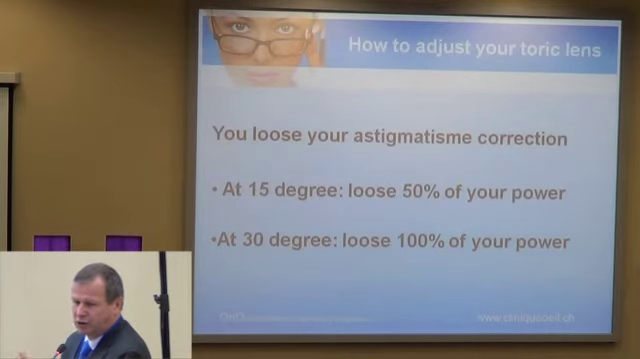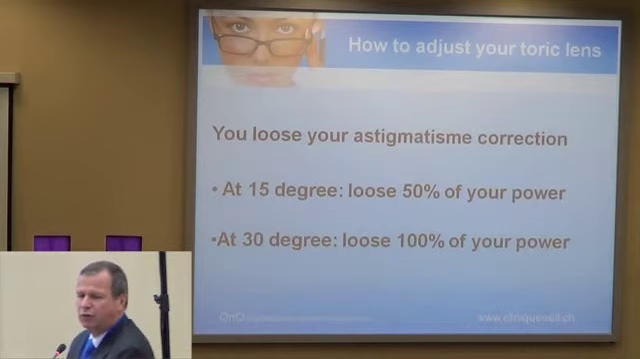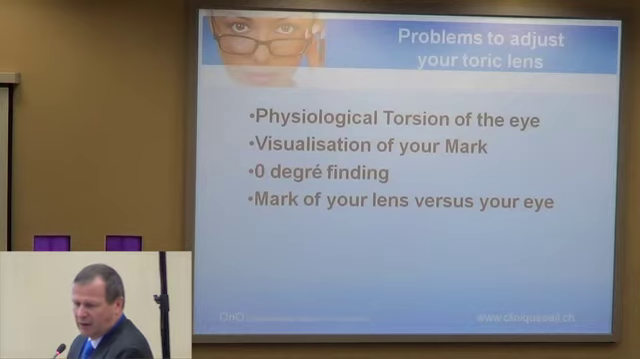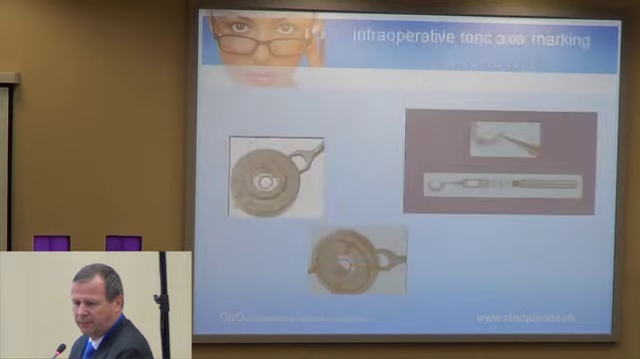So I will just go very quick. If you want to adjust your toric lenses, if you have 15 degrees of misalignment, you lose 50% of your power. If you have 30 degrees, you lose 100% of the power of the astigmatism. And to mark the astigmatism, it's very important to have a simple and very cheap system.